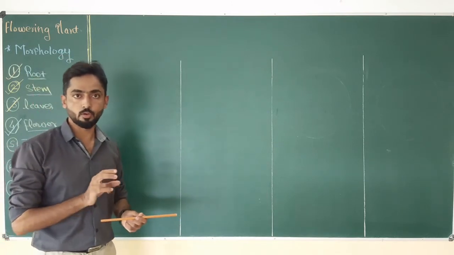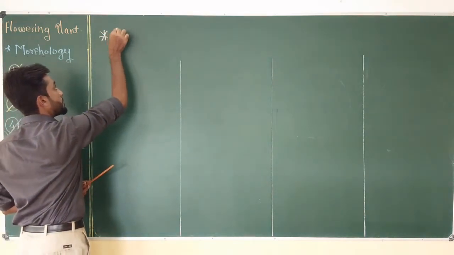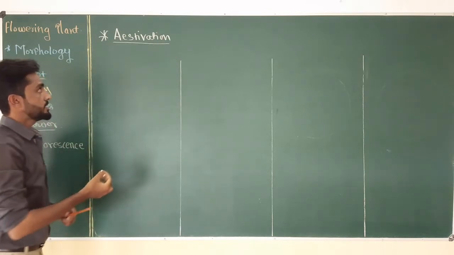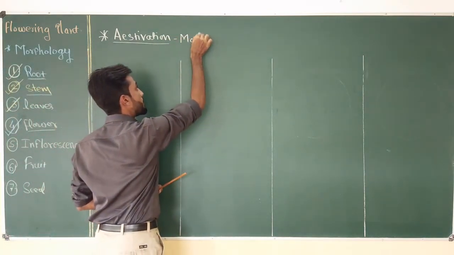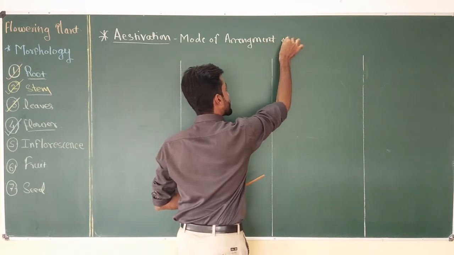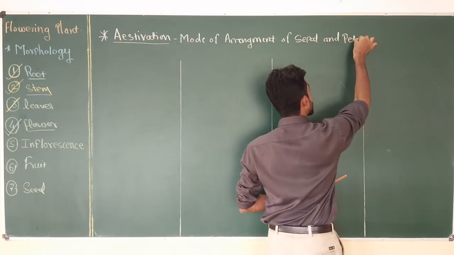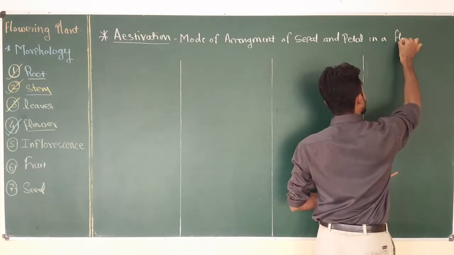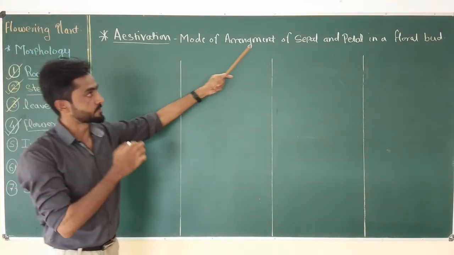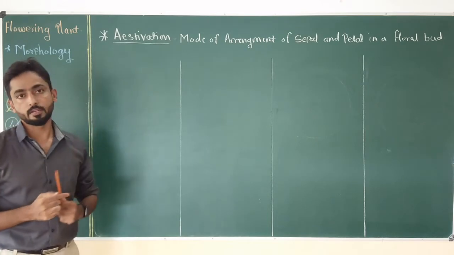Okay, and in this lecture we are going to see one more important concept related to calyx and corolla, that is aestivation. Aestivation is generally defined as the mode of arrangement of sepals and petals in a floral bud. So it is nothing but the study of arrangement of sepal and petal in a floral bud. According to the arrangement of these sepals and petals, there are four different types of aestivation.